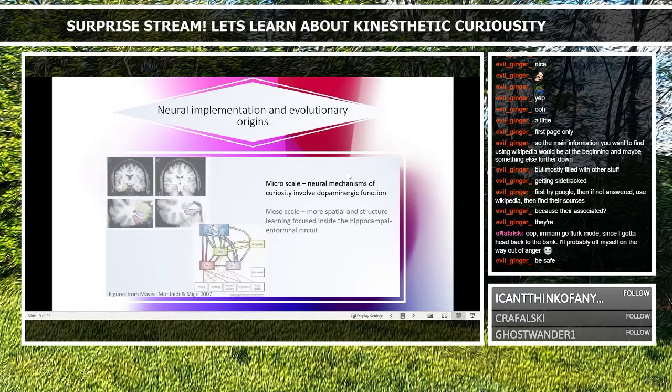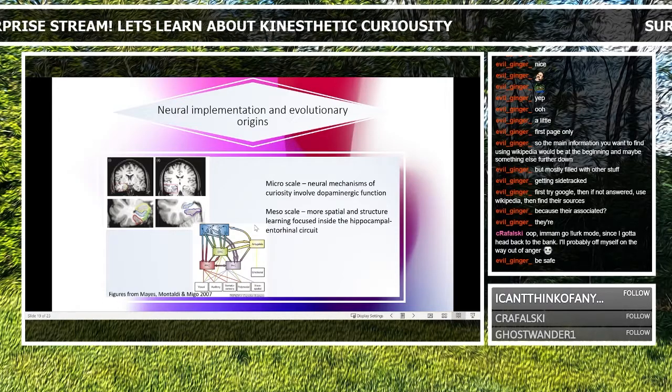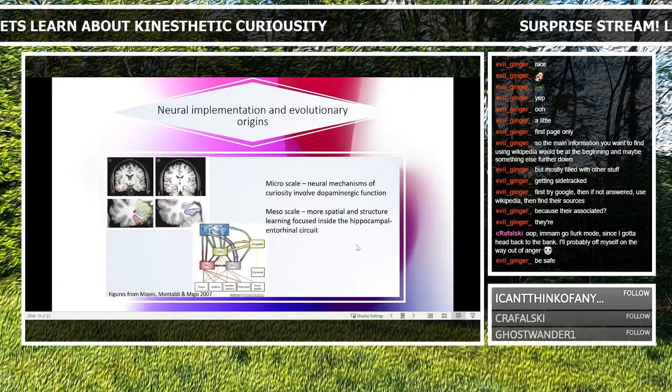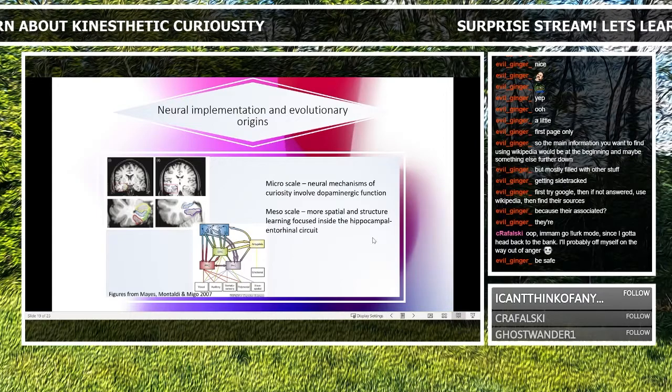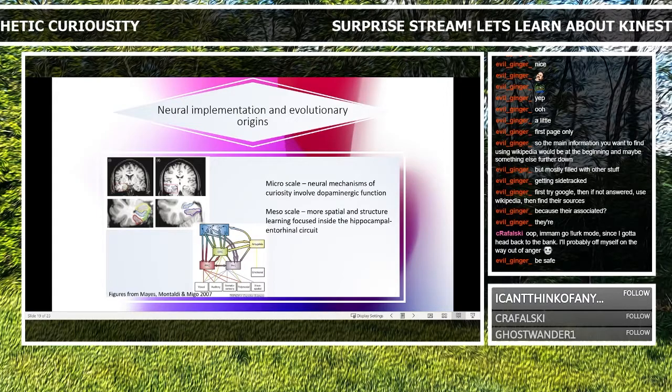The next section is the mesoscale, which is involved with more spatial and structural learning, focused inside the hippocampal and neuronal circuit. That's this circuit here. Knowing about the specific areas of the brain isn't terribly important. It's just basically letting you know that you're able to bring in spatial information and whatnot. And again, this is going back to the hunter-gatherer evolutionary thought process, where as you got more complex, you needed to make better plans, so you have to structurally bring out a map in your mind to plan things out. That's all this is saying.